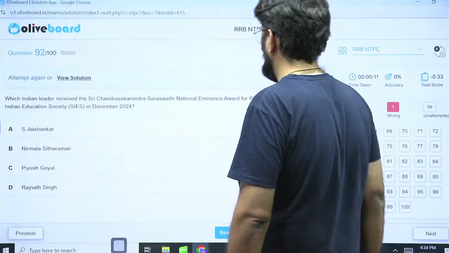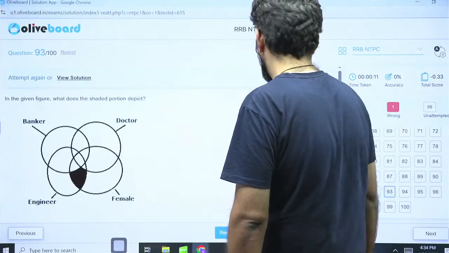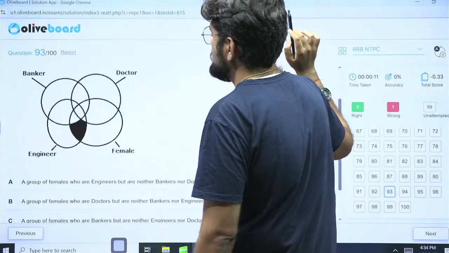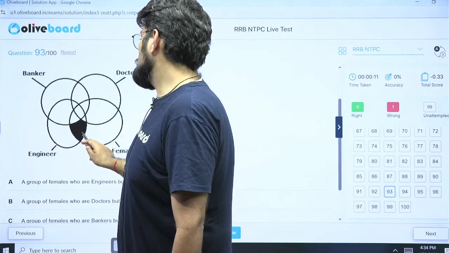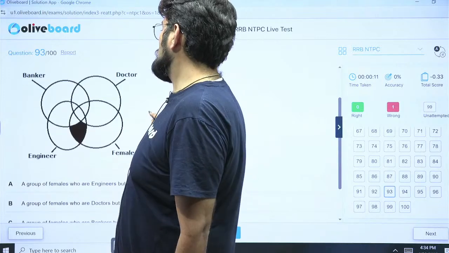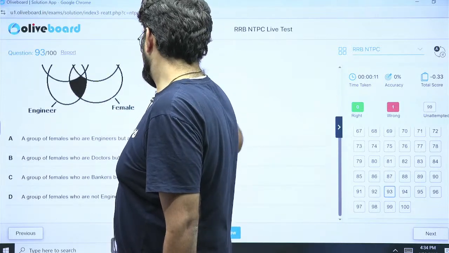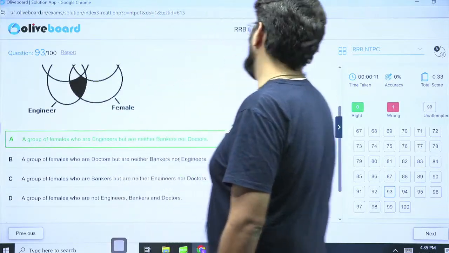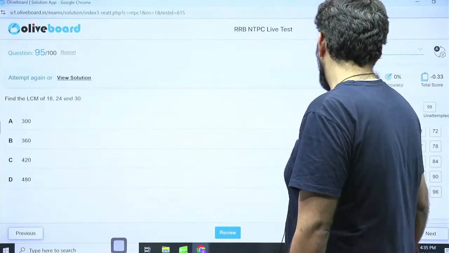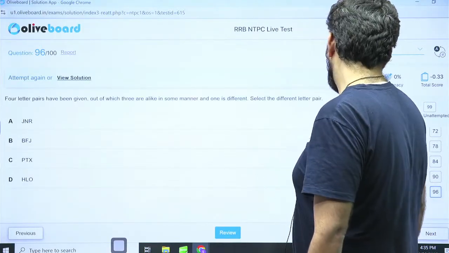Okay, 92, 93. What does the shaded portion depict? Banker, doctor, engineer, female. So these people are those engineers who are females. Female engineers who are neither bankers nor doctors. Option 1. Okay. 94, 95, 96.